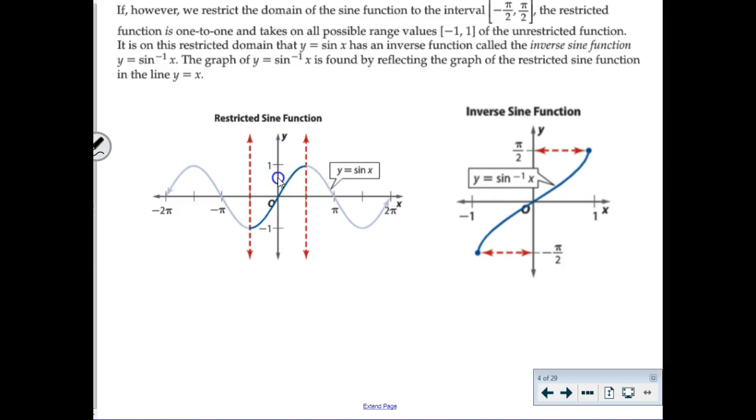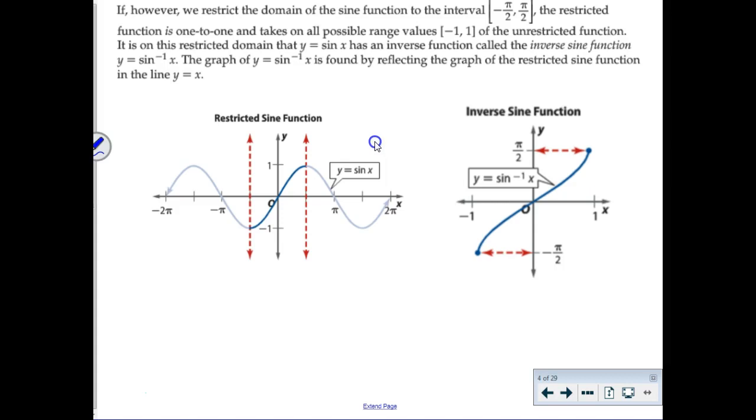But if I asked you yesterday, is the inverse of sine a function, your answer should have been no, because look at this. What test does sine fail? The horizontal line test, meaning its inverse is not a function. But somehow our calculator is able to give us values. When we use inverse sine, it somehow pops out a value.